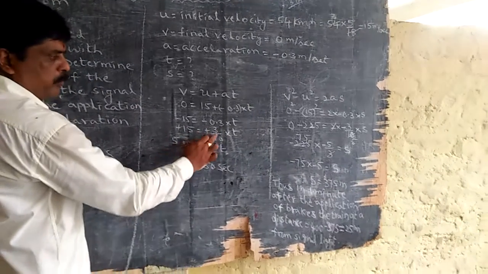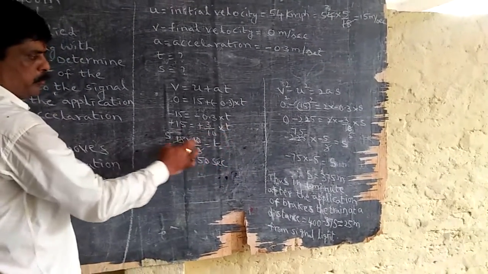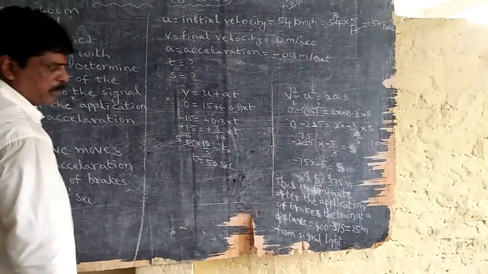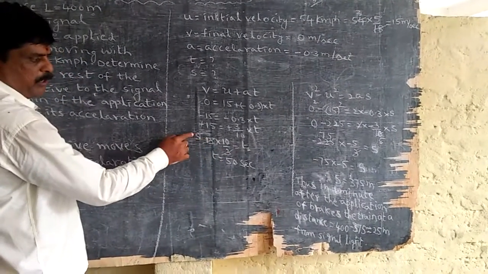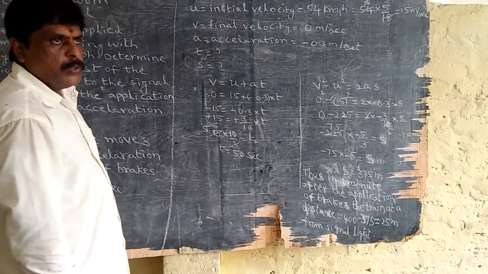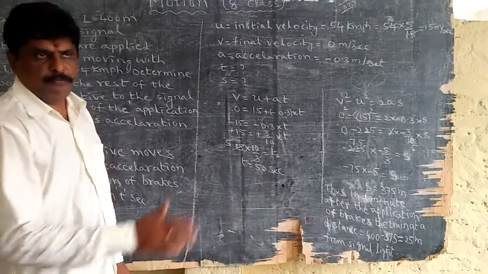Then 15 is equal to 3 by 10 into t, then t is equal to 15 into the reciprocal, 10 by 3. 3 cancels in 15, 5 times. 5 times 10 is 50, so t is equal to 50 seconds. So the train will be stopped after 50 seconds.